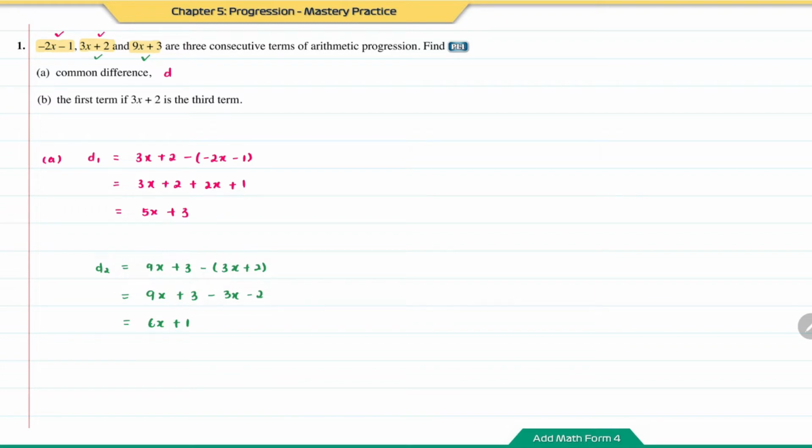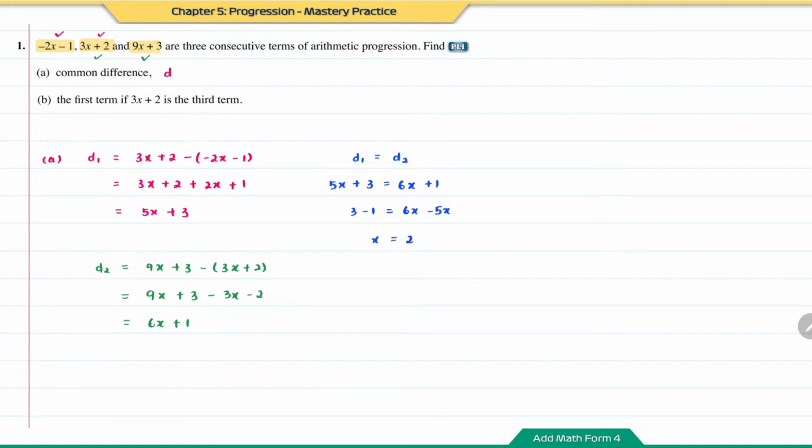The common difference is a fixed constant. Therefore, the value of d1 is going to be equal to the value of d2. Therefore, 5x plus 3 equals 6x plus 1. We're going to solve for x. It's going to be 3 minus 1 equal to 6x minus 5x. Therefore, x is equal to 2.